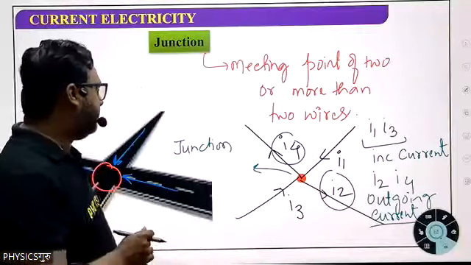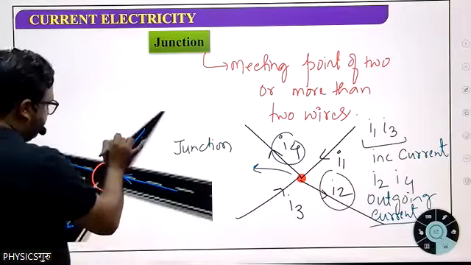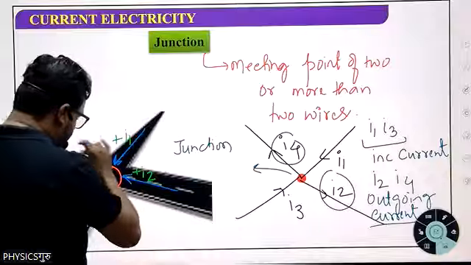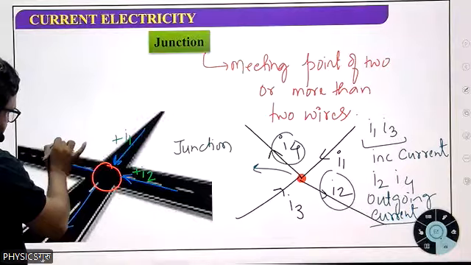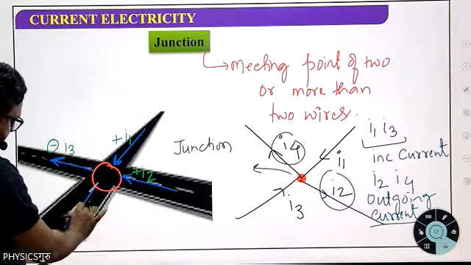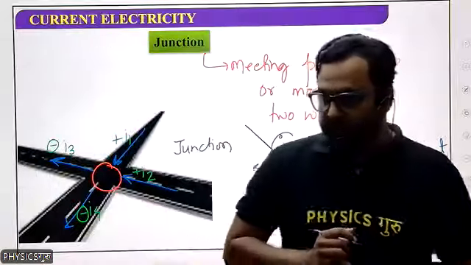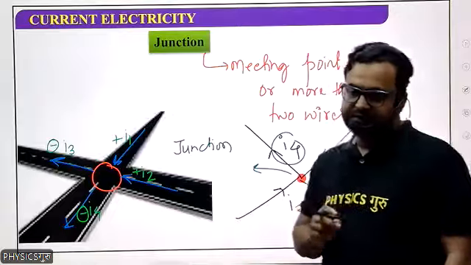I repeat, incoming currents are treated as positive. Outgoing currents are taken as negative. So I3 is negative, I4 is negative. Now, the first law. There are two laws of Kirchhoff.